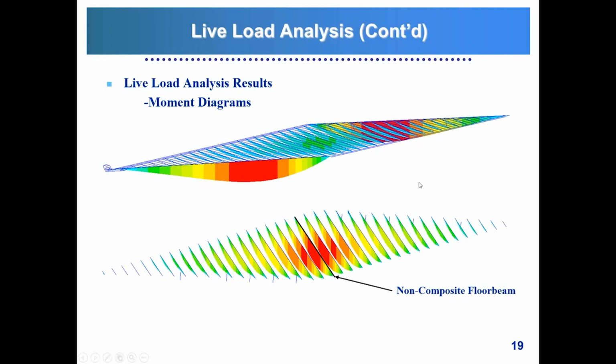For example, in a simple span bridge like this, this is the type of moment diagram that you would expect. And here we have our steel through girders picking up the largest moment. And if we look at the floor beams only, then we have our non-composite floor beam picking up the largest amount of moment.